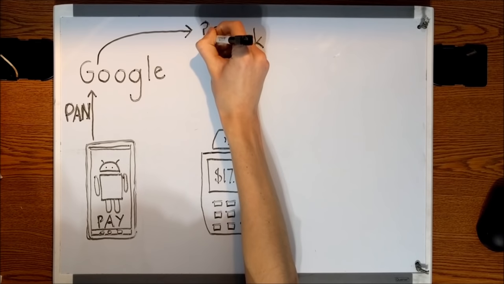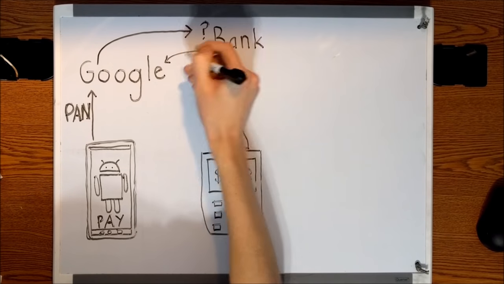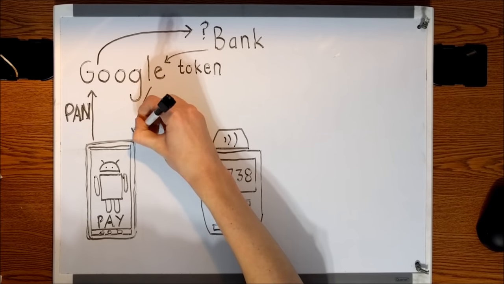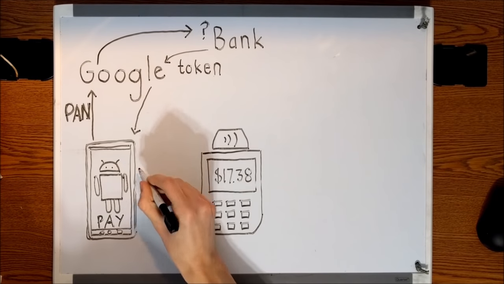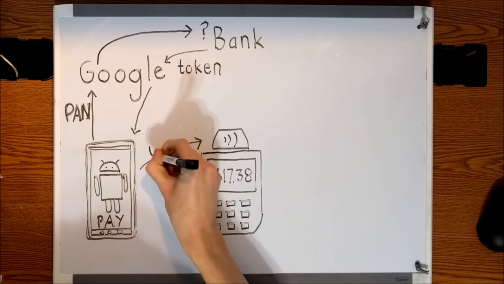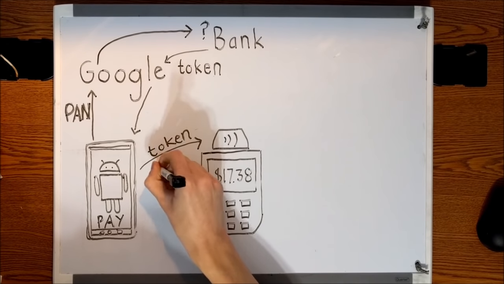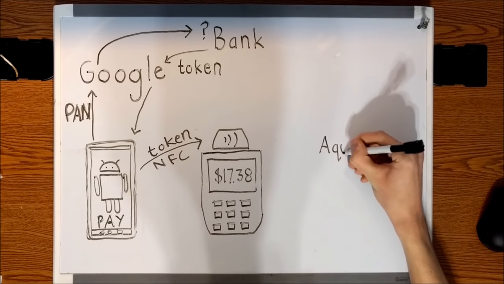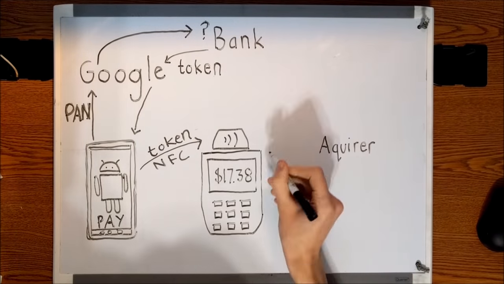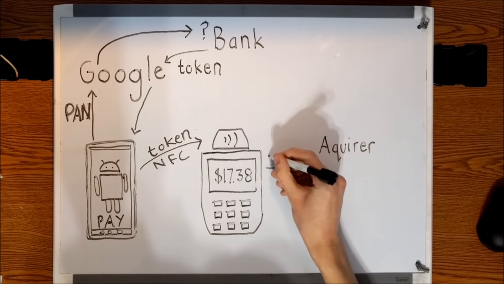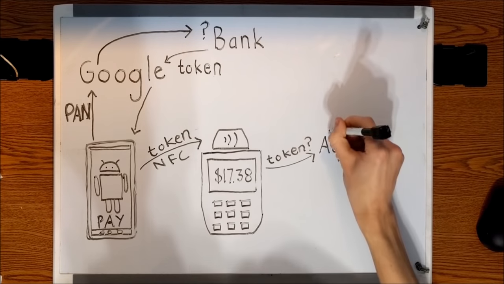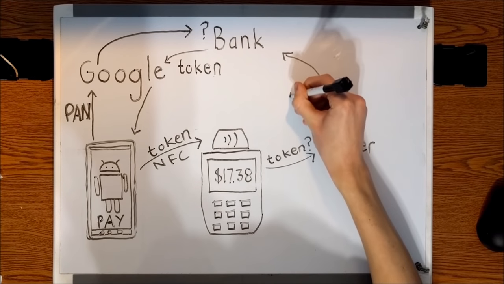Next, Google communicates with my bank, as they have a good relationship, and asks my bank, could you please give me a token so that Brendan can use this at a merchant? The bank agrees and gives Google the token. Google in turn gives it to my phone, who will give it to the merchant using NFC or near field communication. The merchant checks with the acquirer. The acquirer is MasterCard Visa, it's your card holder.